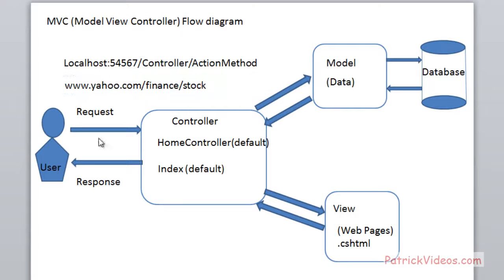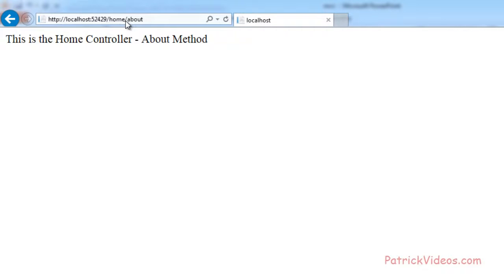So going back to our MVC diagram, you learned how to call a controller and an action method. So it's usually the website name /controller/ the action method name. You don't have to put that word controller in the URL, like home controller or XYZ controller. You just have to use the home or XYZ.